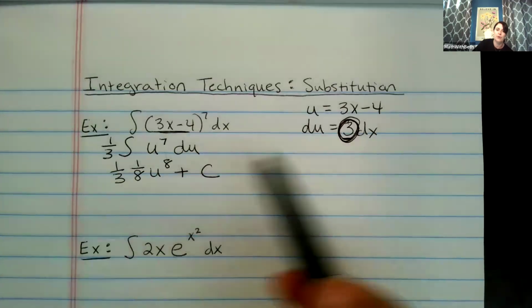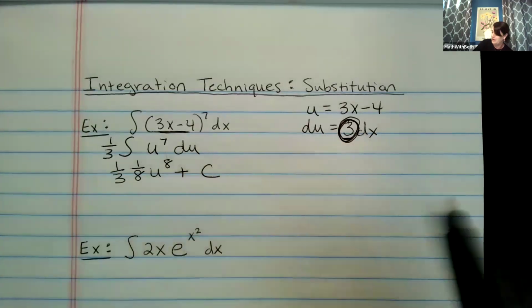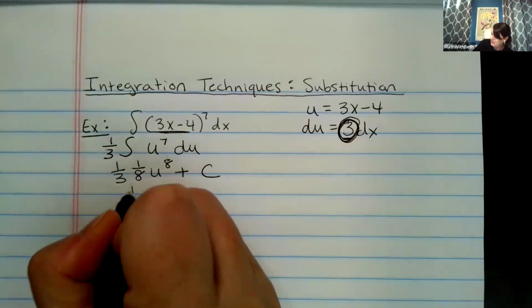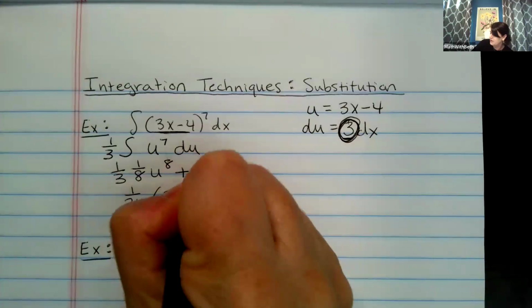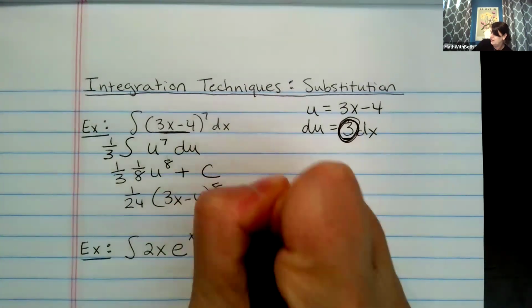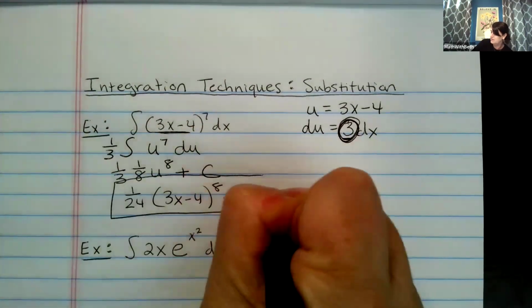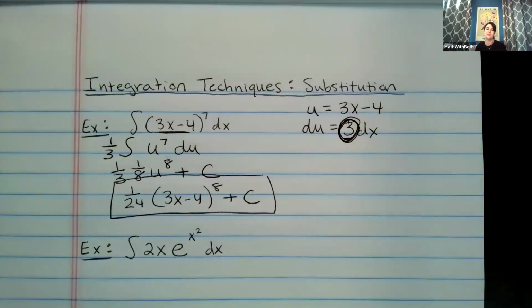But now we can put what u actually was back in. So 1/3 times 1/8 is basically 1/24. Our u was 3x minus 4, and that was to the 8th, plus c. So let's try another one.